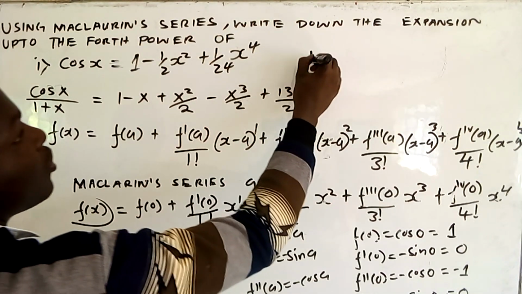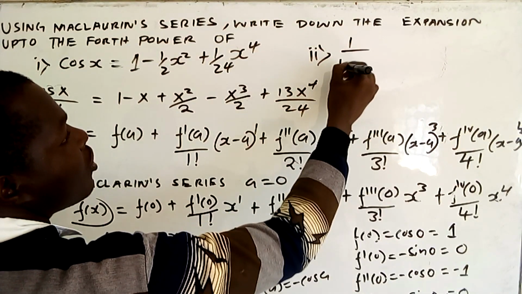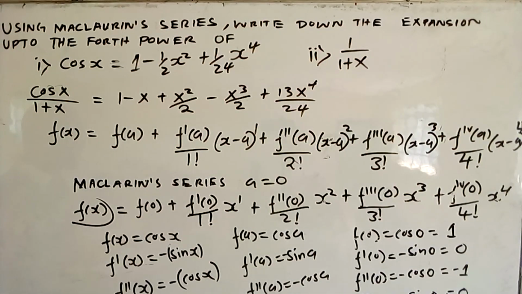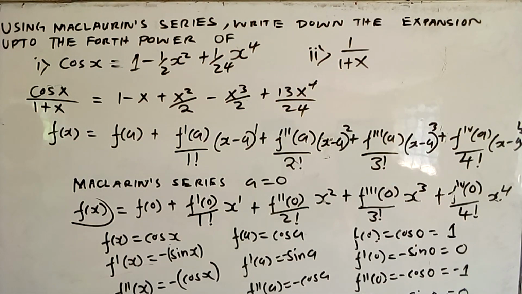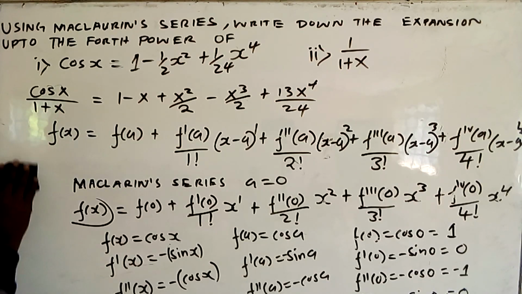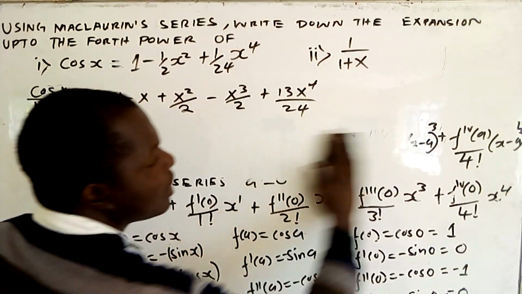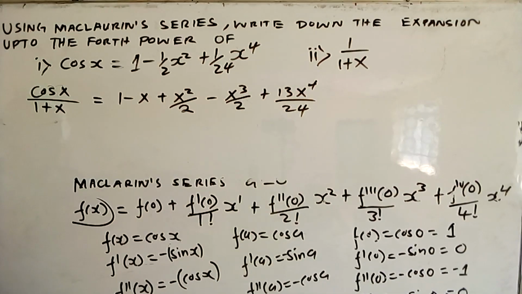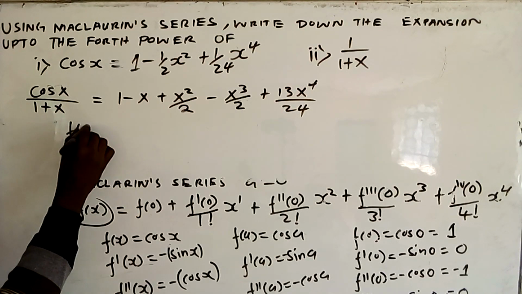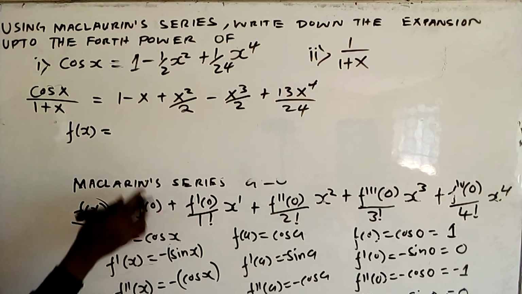So Roman 2, we now want to find the expansion of 1 over 1 plus x. The Maclaurin series we've already written. So let us now write our Maclaurin series up here to give us more space. The Maclaurin series of the expansion f of x is what?